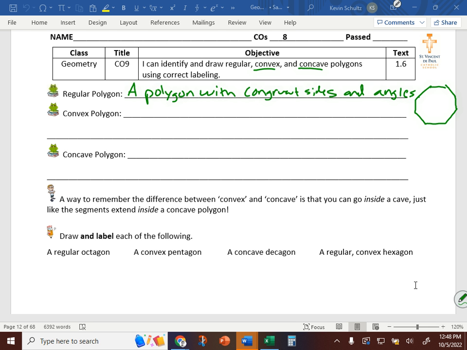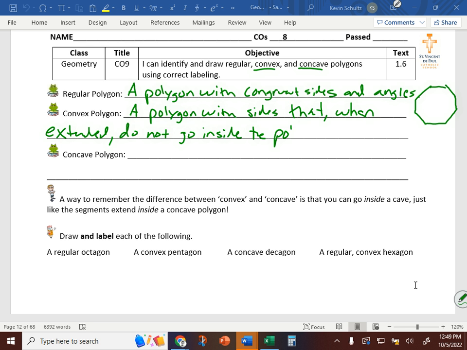Kylie, go back to what you said. What were you describing? Okay, so a convex polygon is a polygon with sides that, when extended, do not go inside the polygon. A convex polygon is a polygon with sides that, when extended, do not go inside the polygon.